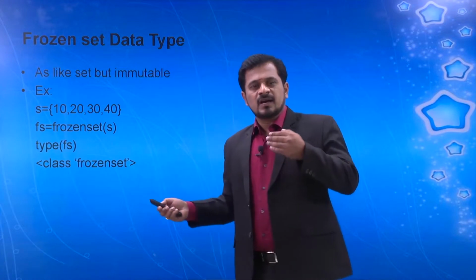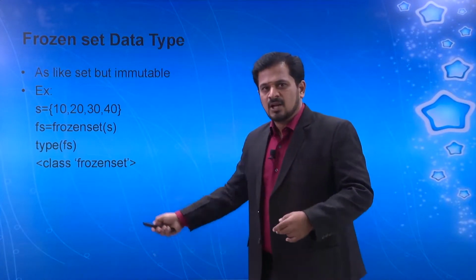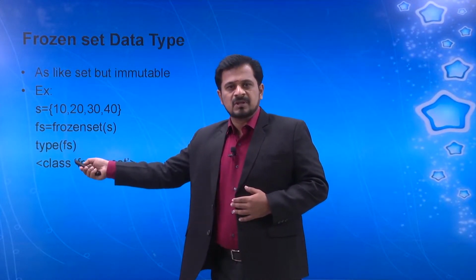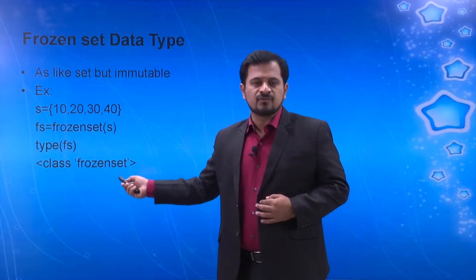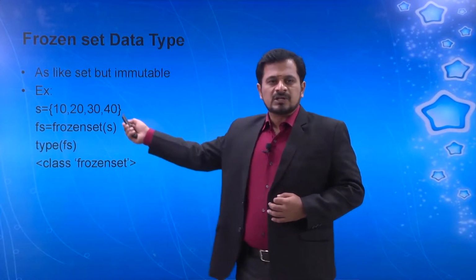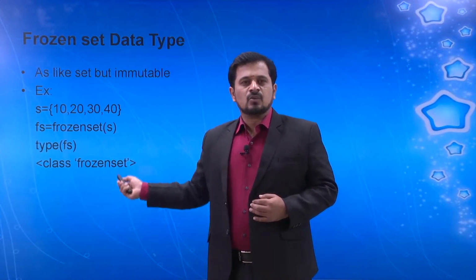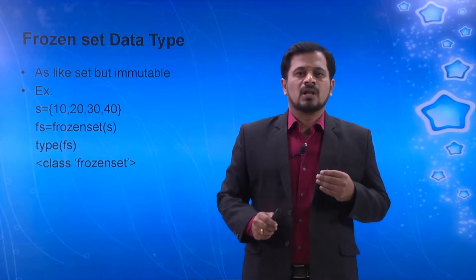So, how can I assure that the Python compiler has accepted it or not? Now, type fs. What type does this fs belong to? It shows that it comes under the class frozenset. So, whatever we have declared here, s is equal to 10, 20, 30, 40, is now considered a frozenset. So, it is immutable, you are not allowed to change it.